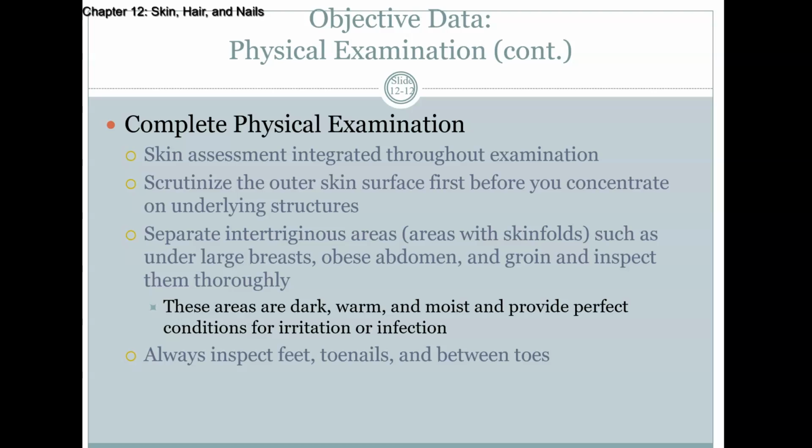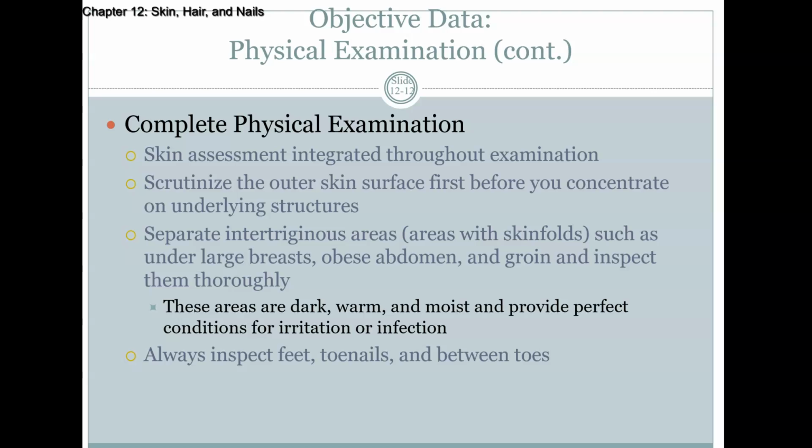When you do your complete physical examination, you assess the skin throughout the examination. You're going to scrutinize the outer skin surfaces first before you concentrate on underlying structures. First of all, you're going to look at everything on the skin, and you're always asking, because like I said, some things are what they consider normal variations, whether they've had this all their life, whether it's irritating them, whether it's bothering them.